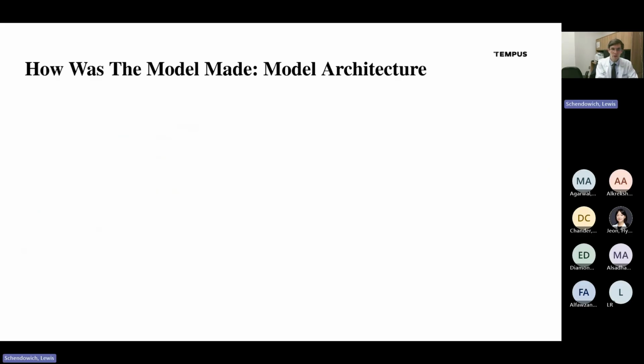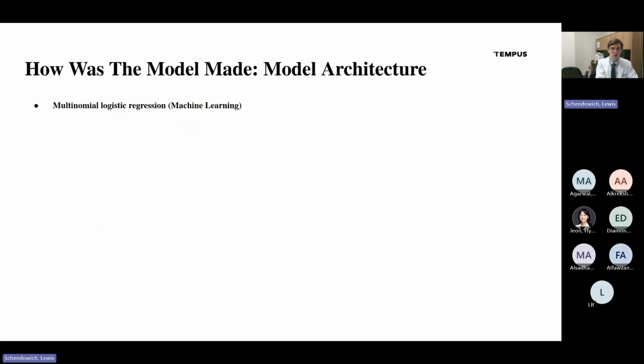So in regards to how the model was made, we're going to briefly go over the architecture. In regards to the specific model architecture, they used a multinomial logistic regression. This is a machine learning model.